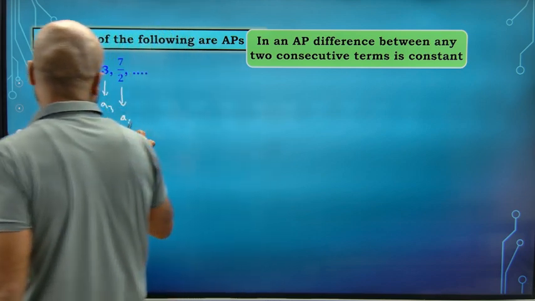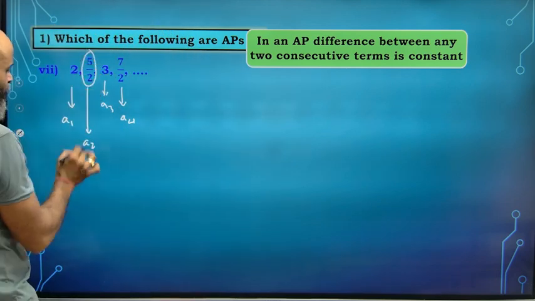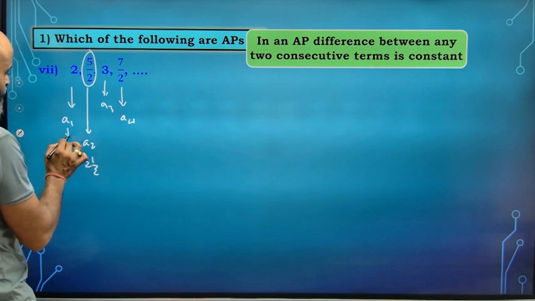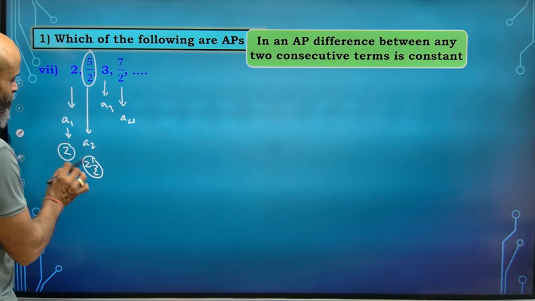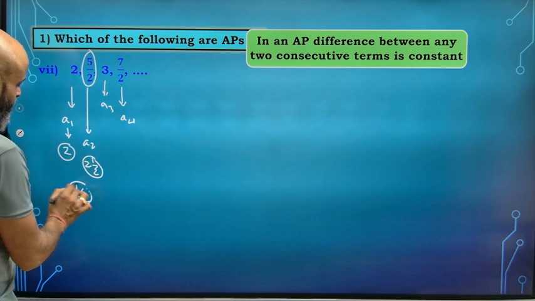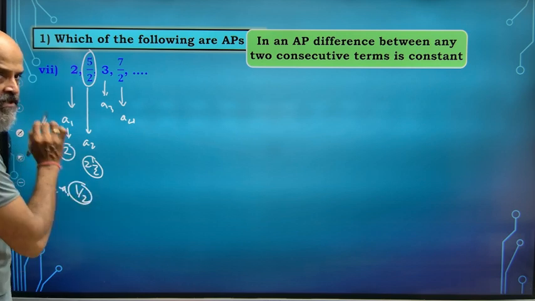So, let's say a very rough idea. 5 by 2 we know is 2.5. This is basically your 2. So, what is the difference between those two? Half. If I say A2 minus A1, obviously this will be half.